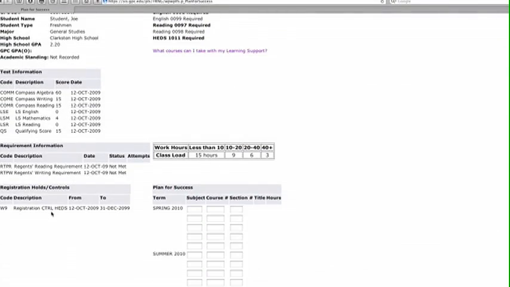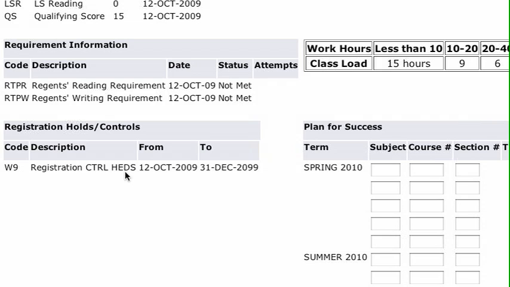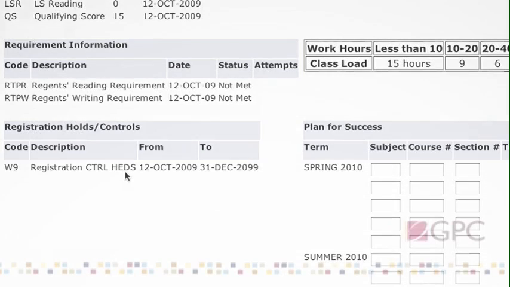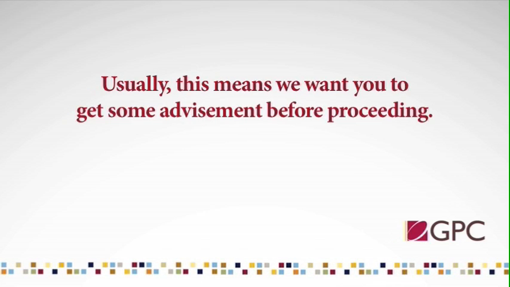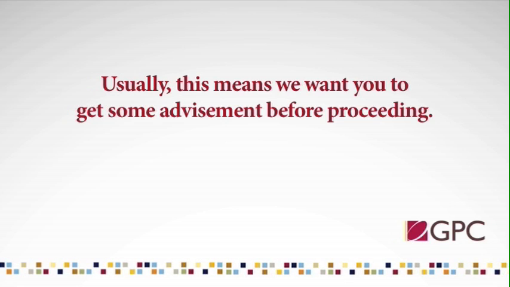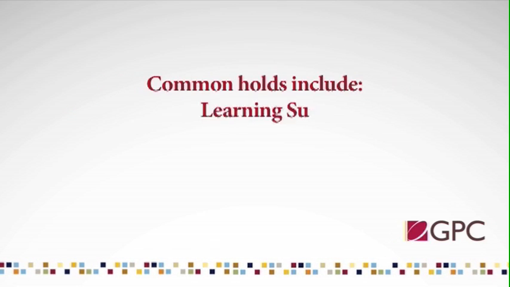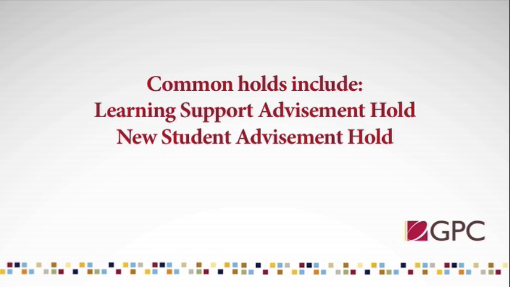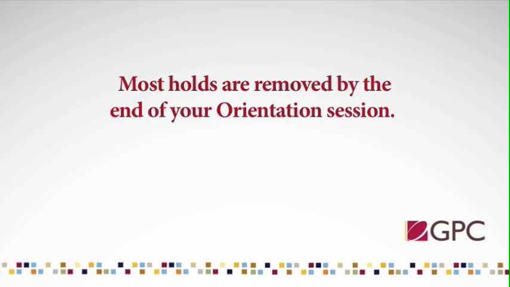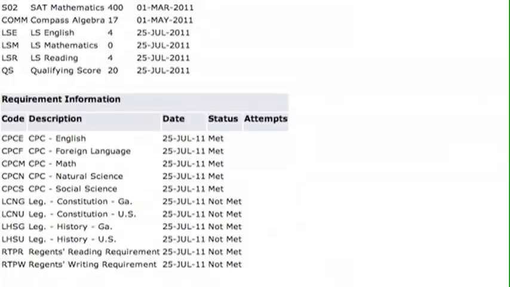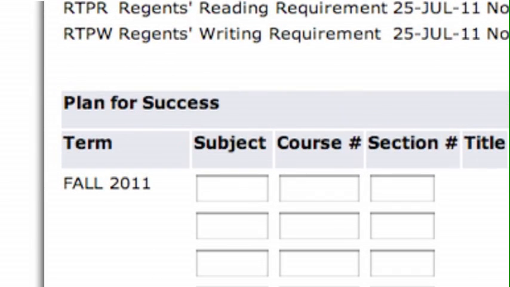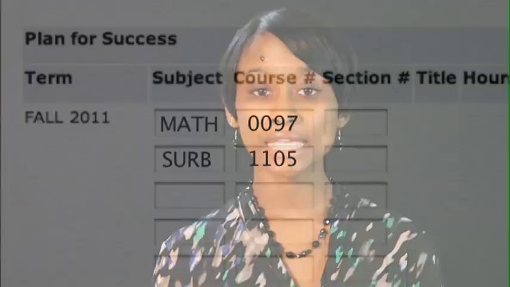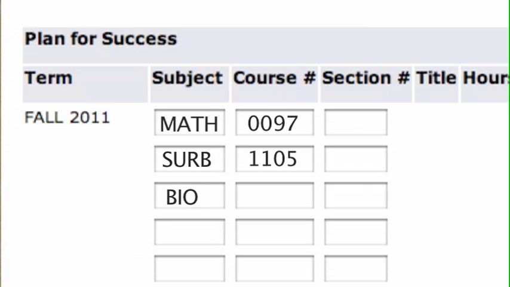You may also see a message like this, indicating a hold on your registration, meaning that we want a chance to give you some advisement before you go ahead, or that we may need something from you. It could also be a learning support advisement hold or a new student advisement hold, which should come off by the end of your orientation program. Scrolling down, you'll find the plan for success. Joe can refer to his plan of study sheet and fill out what courses he plans to take this semester.